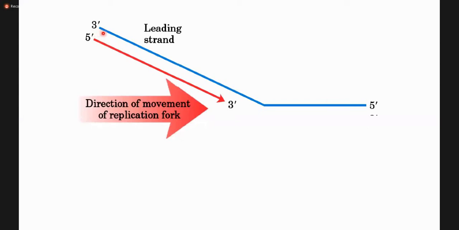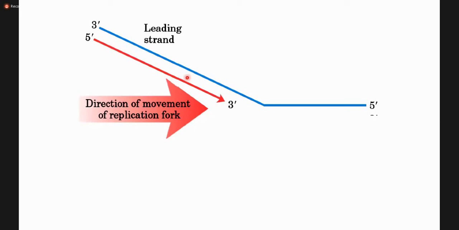This is known as the leading strand. The reason is that the DNA polymerase enzyme can read the leading strand from the 3' to the 5' position and can synthesize the new strand from the 5' to 3' direction. So this is why this is known as the leading strand.